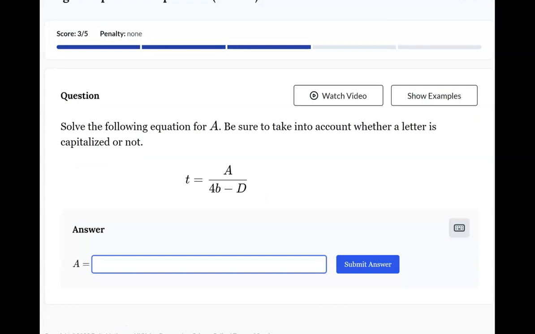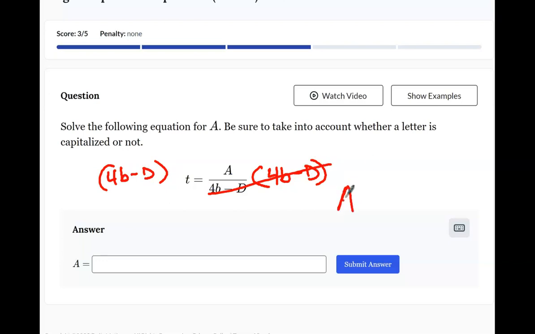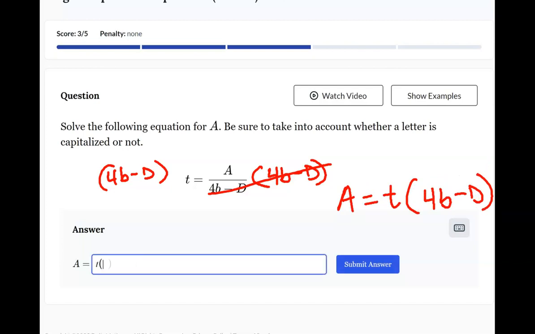In this one, we're dividing by a quantity. So the inverse of dividing is multiplying. And we're going to multiply by the entire denominator. So I'm going to multiply by 4 times b minus d. So a is equal to t times this whole quantity. So in your answer, you're going to type that in the parentheses. Just like this.